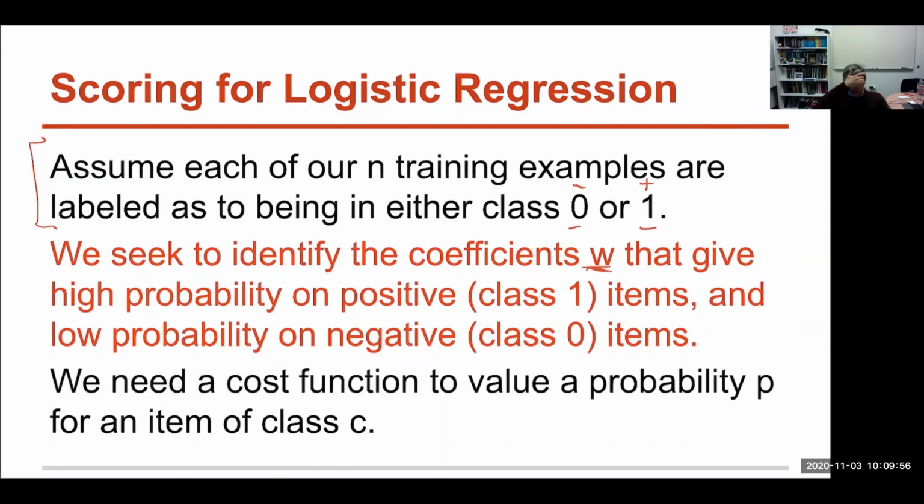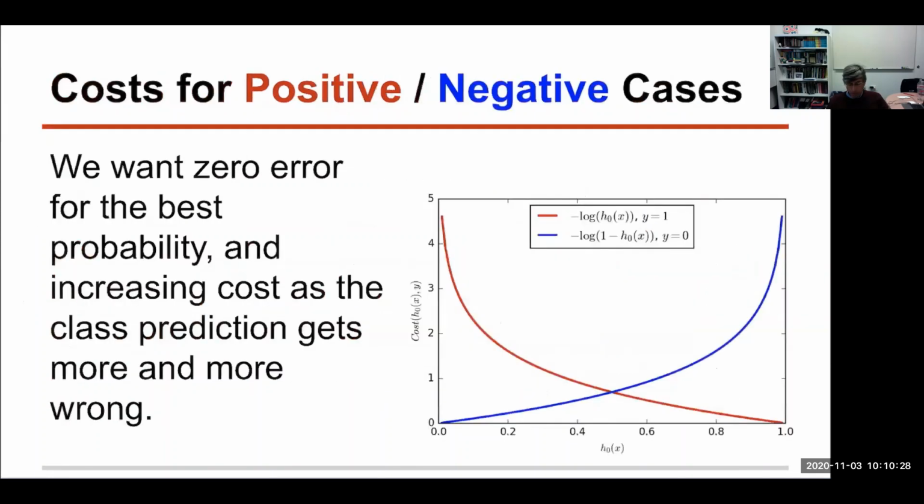We are going to try to come up with the values of the coefficients W that will give us a high probability of being positive on positive items, and a low probability of being positive on negative items. So we need to come up with a cost function that will tell us how happy we are with a given probability for a member of a different class. So what is our cost function going to be?